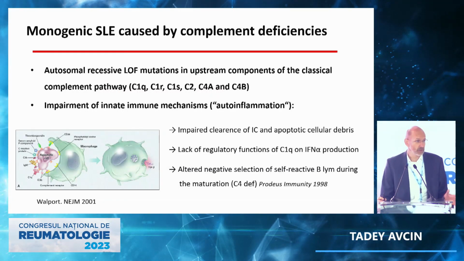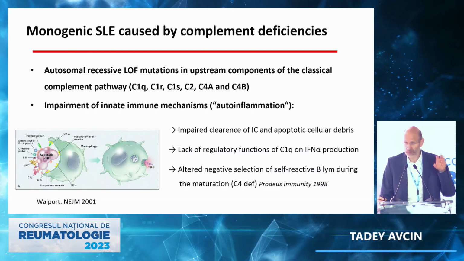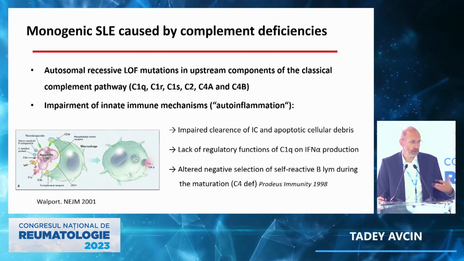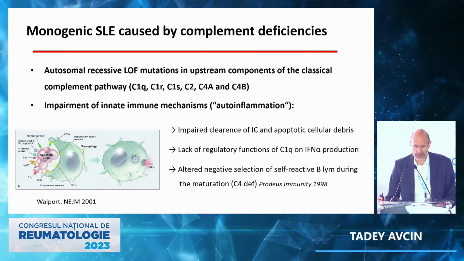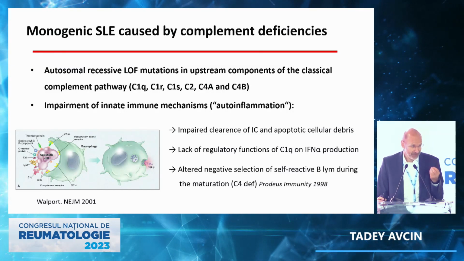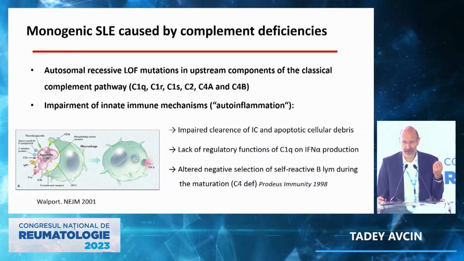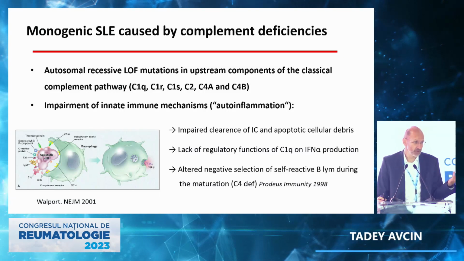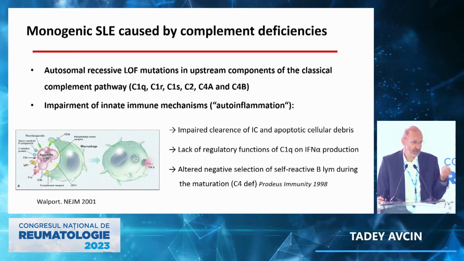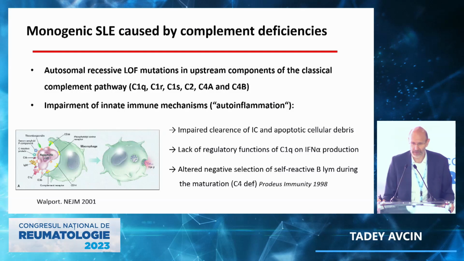So we do know that loss of function mutations in C1q, C1r, C1s, C4, C2, so this early classic pathway complement activation, would cause the clinical picture of monogenic SLE. And it is a monogenic impairment of an innate immune mechanism. Complement is part of our innate immunity. So in this view, you can regard this variant of SLE as a monogenic autoinflammatory disease. It's a monogenic defect of complement.